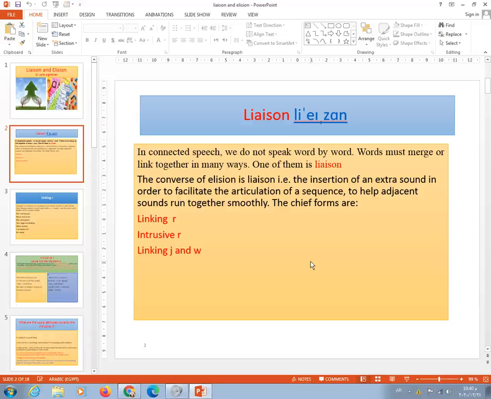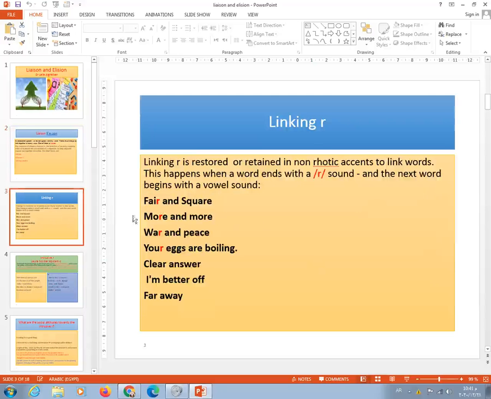And we have many forms of liaison. Number one, linking R. Number two, intrusive R. And number three, linking ya and wa. Okay, here we go. First, we'll start with the linking R.